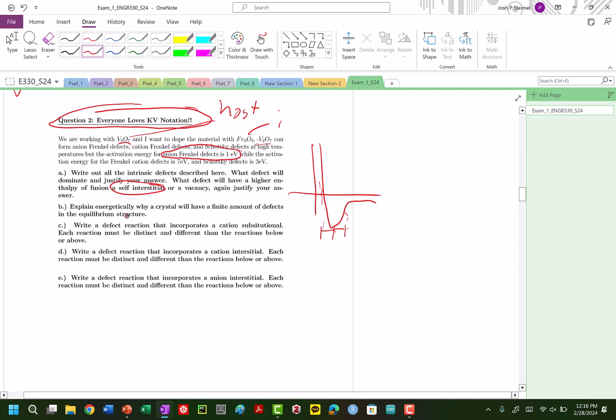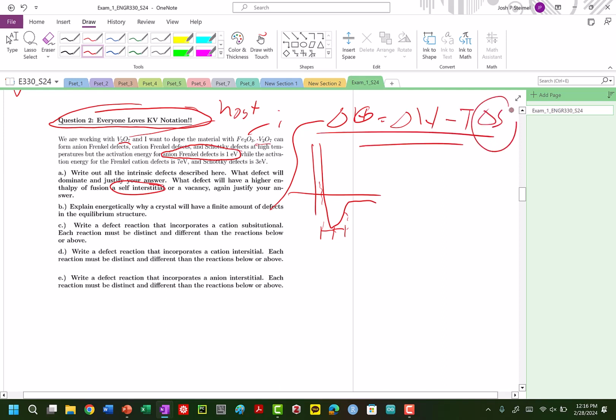Why will a crystal have a finite amount of defects in equilibrium? Again, we've talked about that before: delta G is equal to delta H minus T delta S. So there we go. If we have some concentration of vacancies, it increases our entropy, because we know that our configurational entropy is k natural log of the number of microstates. Some concentration of vacancies is going to vastly increase my number of microstates. Thus, it's going to increase my entropic term here, which is going to lower my overall energy.